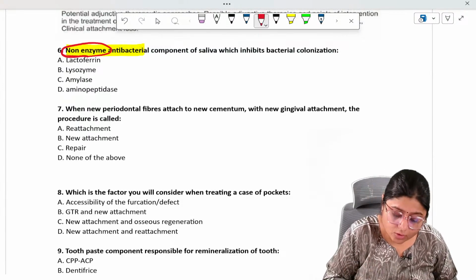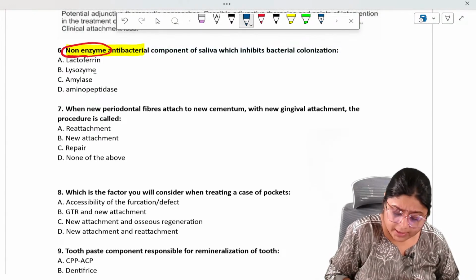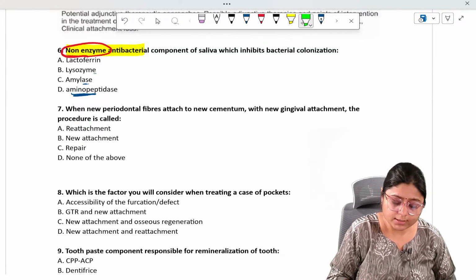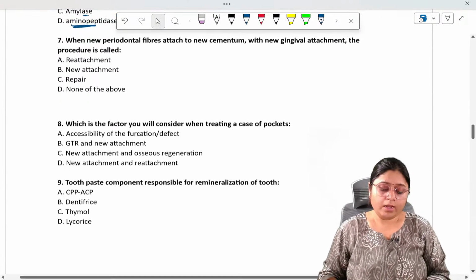So the answer here is non-enzymatic. B is lysozyme, which is enzymatic. Amylase is enzymatic. Aminopeptidase is enzymatic. So the answer to this question is lactoferrin. Okay. Now the next question.